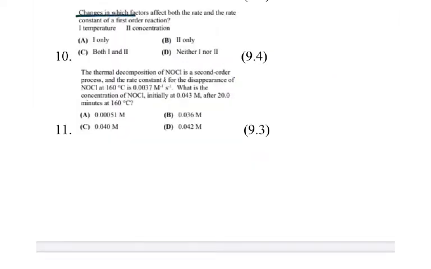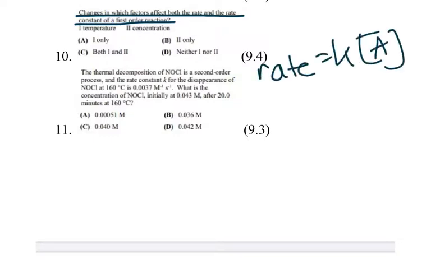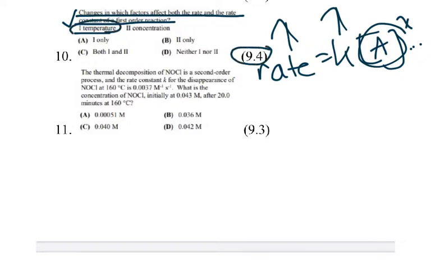Number 10, changes in which factors affect both the rate and the rate constant for a first-order reaction. So we know that rate is equal to the rate constant times the concentration of A to the x power, and so on. So by increasing the temperature, we know for sure that it increases the rate. But does it increase the concentration? Well, I don't think so. Increasing the temperature doesn't really increase the concentration, so it must increase the rate. So 1 is correct.